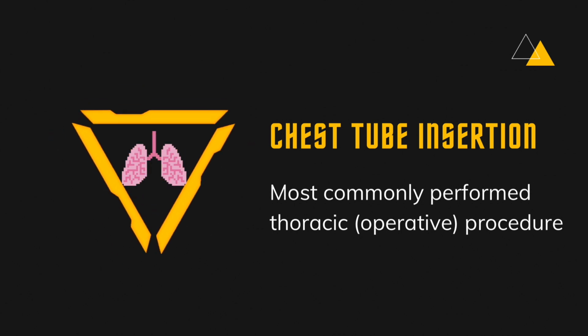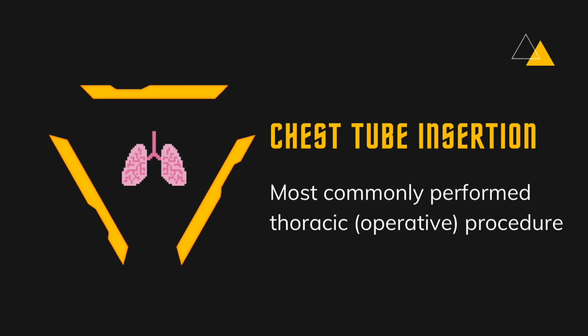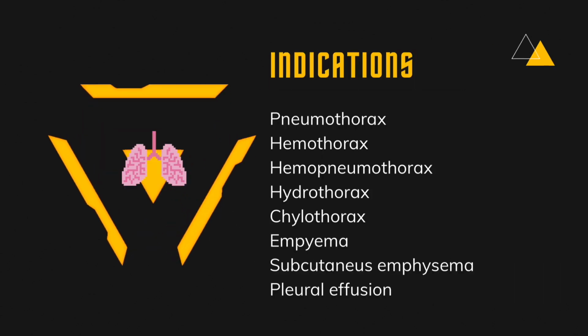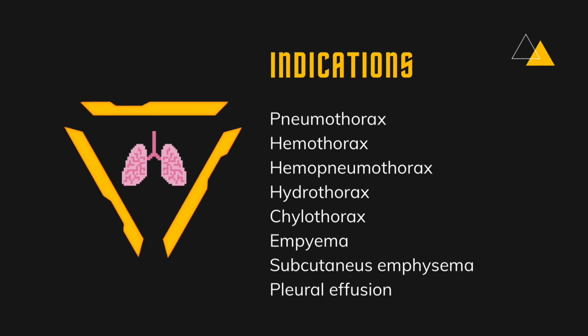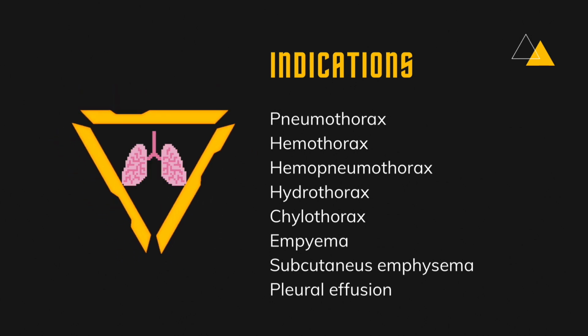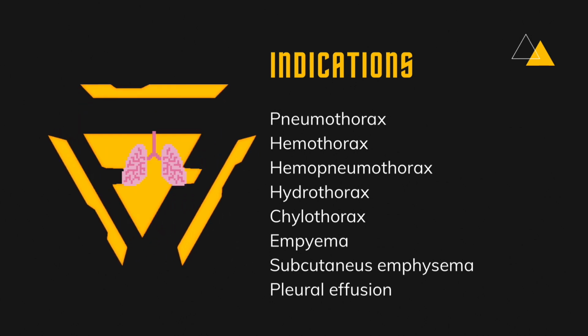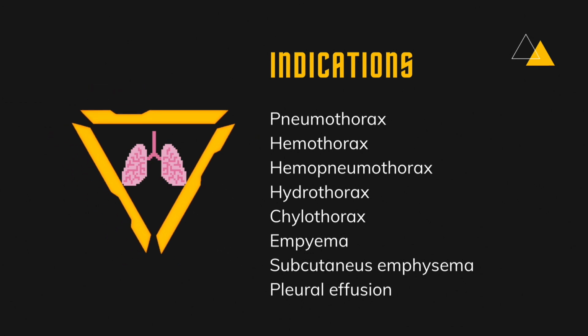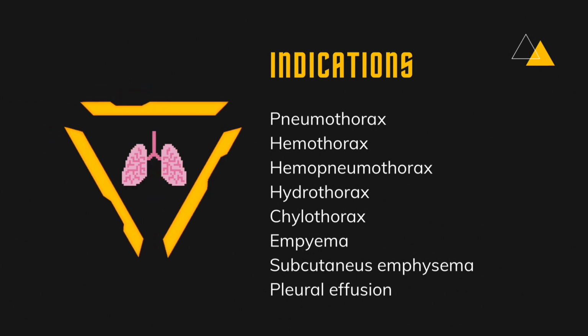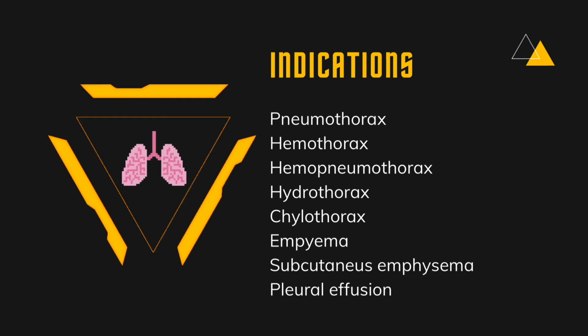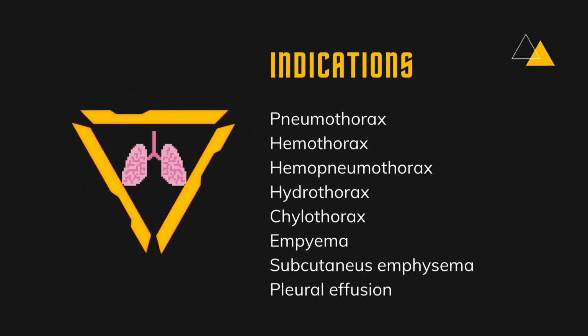Chest tube insertion or tube thoracostomy is the most common thoracic operative procedure. The indications to perform this are all types of pneumothoraxes, hemothorax, hemopneumothorax, hydrothorax, chylothorax, empyema, subcutaneous emphysema, and pleural effusion.